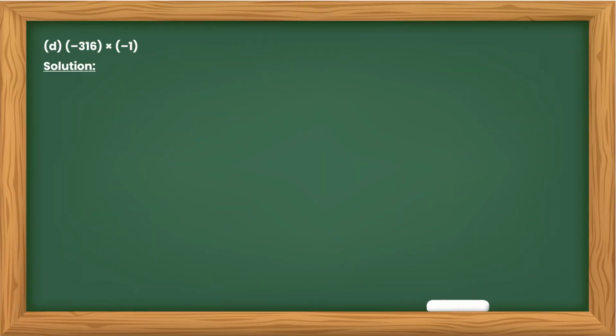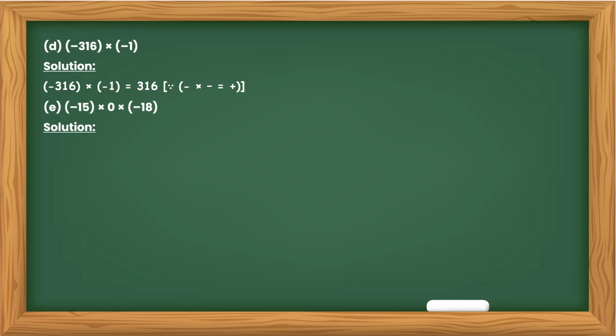The D question is minus 316 into minus 1. So 316 into 1 is 316. Minus into minus is plus again. So your answer is plus 316.